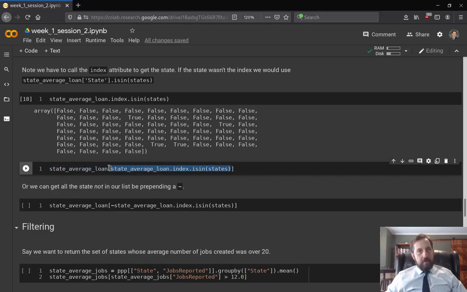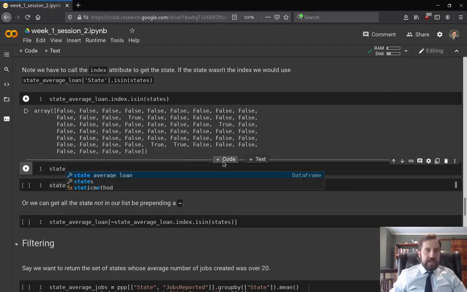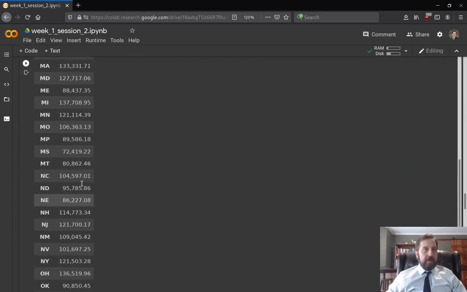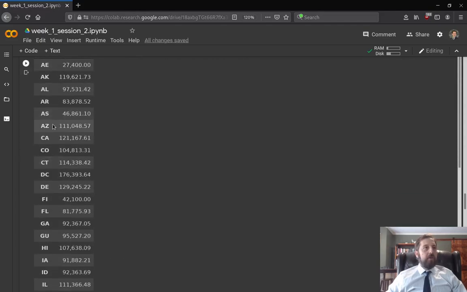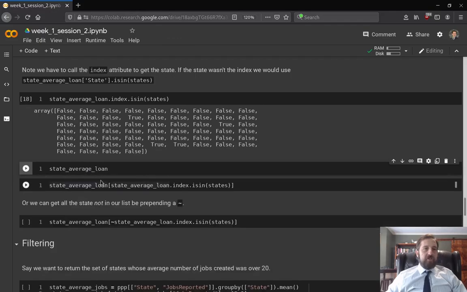And then what this will do is return, this state average loan has all the states, right? So this will be all the states. So what this syntax here is simply going to do is, from all the states, choose those where the Boolean is true, right? And that is going to be Maine, Texas.